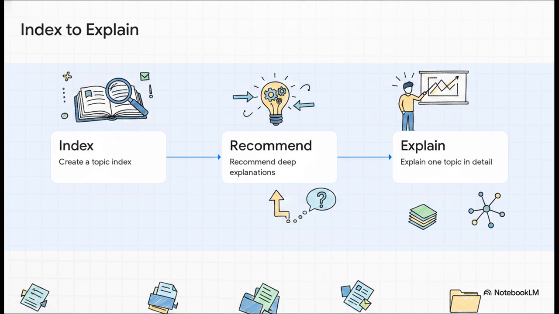This is absolutely perfect when your notebook has a large, mixed set of those education reports. If you just ask it to summarize everything all at once, you're practically guaranteeing a failure. Instead, break it down. Step 1, ask it to create an organized topic index without summarizing anything yet. Step 2, ask it to recommend which topics actually deserve deep explanations. And then step 3, have it explain just one of those chosen topics in detail.